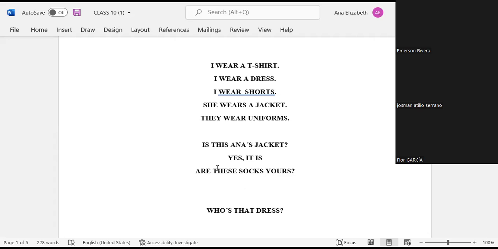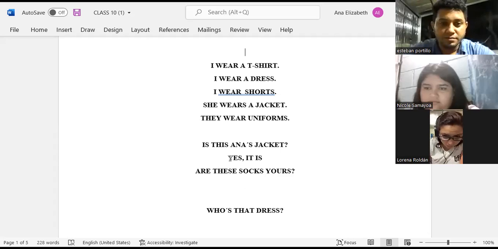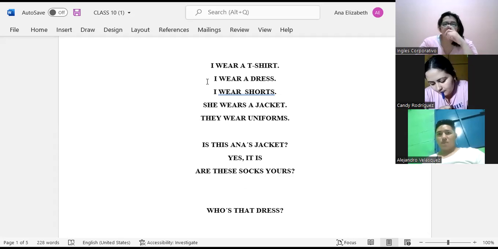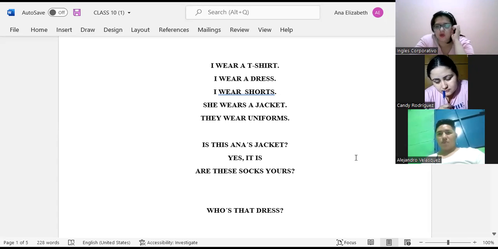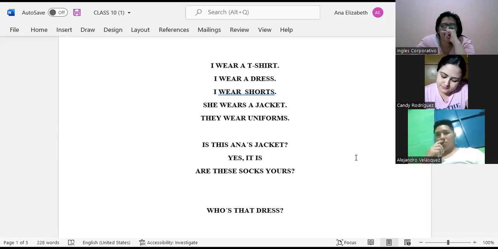Teacher, ¿me puede poner en contexto que acabo de conectarme? Estamos utilizando el verbo wear, que es de vestir. Y estamos hablando sobre las prendas que se pueden utilizar o que se pueden vestir. For example, I wear a t-shirt, I wear a dress, she wears a jacket. Entonces necesito que me den una oración de esas y una de estas. Is this, are these or is that? O cualquiera de esas. Okay, let's start.